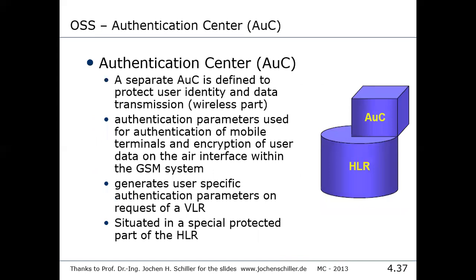Authentication center works along with HLR and the NSS. So what does the authentication center do? It stores all the data and protects the user identity and data transmission. Authentication parameters are used for mobile terminals and encryption of user data on the air interface within the GSM system. It also generates user-specific authentication parameters on request from VLR. Okay, so whenever there is a call initiation, the VLR will request the authentication parameters that will be required for establishing a call. So it is situated in a special protected part of the HLR.